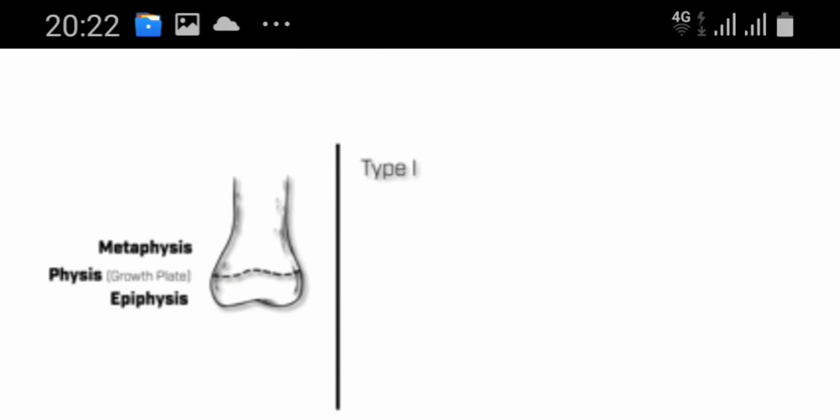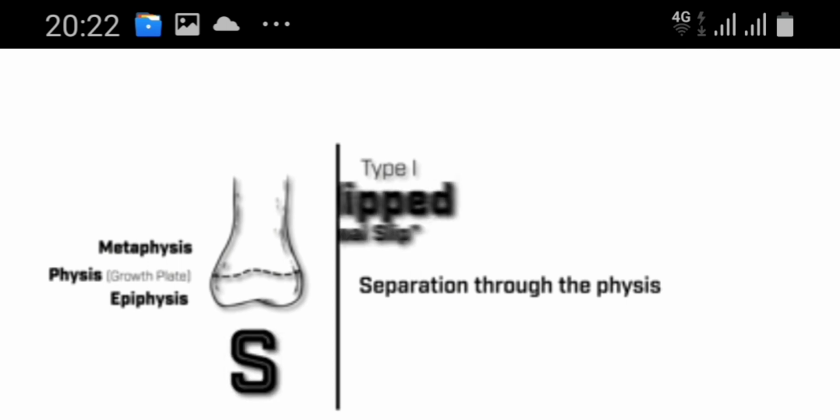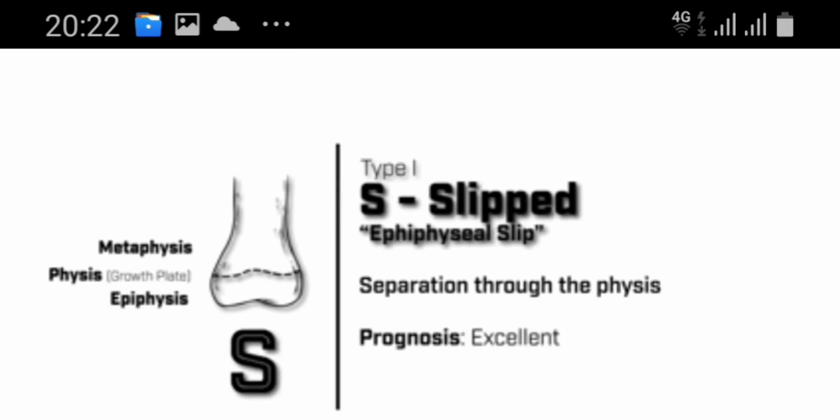A type 1 Salter-Harris fracture is a separation through the physis, or growth plate. Typically, it's a separation through the epiphysis and physeal elements from the metaphysis. The way to remember this is the S portion of Salter, which stands for slipped. Prognosis for this type of fracture is excellent, and management is often non-operative.